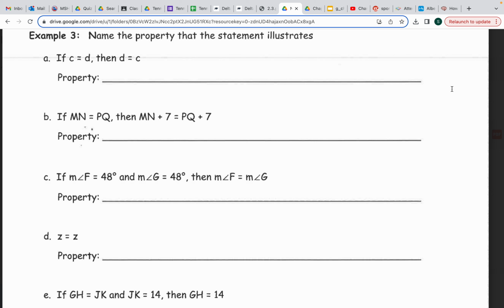Let's look at some examples, okay? So let's look at these examples right here. We have A says if C equals D, then D equals C. Who thinks they know what property this is going to be? What do you think, Jordan? Yeah, this will be symmetric property.